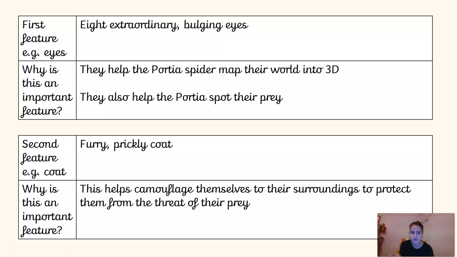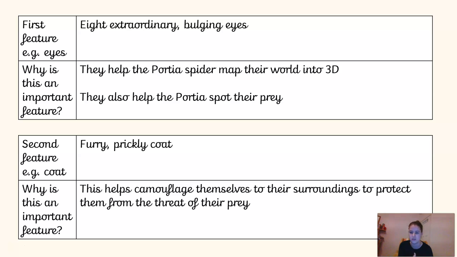Well, I know from my research that they help the Portia spider map their world into 3D, so I know that's an important feature, but I also know that it helps them spot their prey. So I have 2 pieces of information there that I can include my compounding complex sentences on to write about my spider. I'm then going to move on and have a look at the second features.